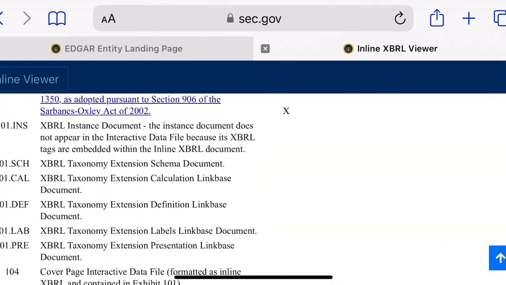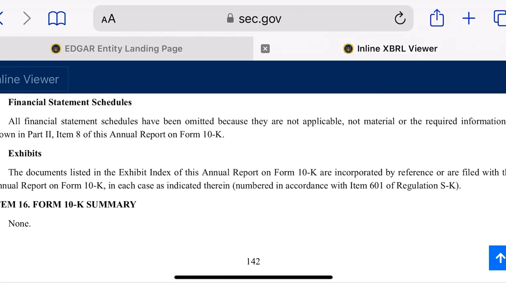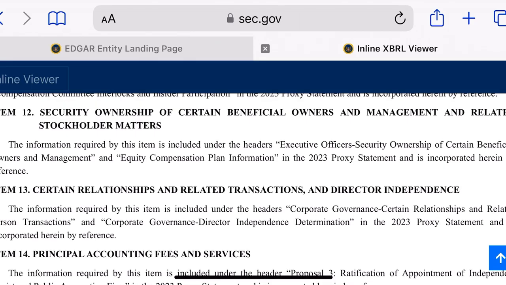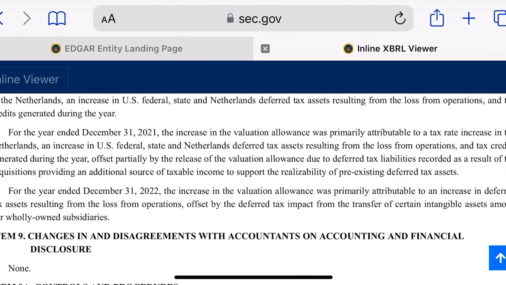So I hope this has been helpful. I hope this has at least shown you a good deal of the stuff to look for in a 10K, and at least helped organize it mentally for when you approach it yourself.